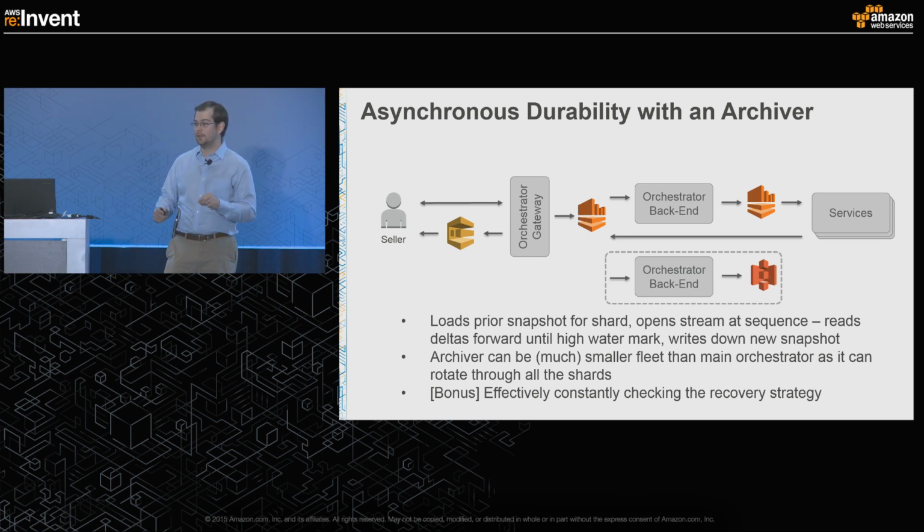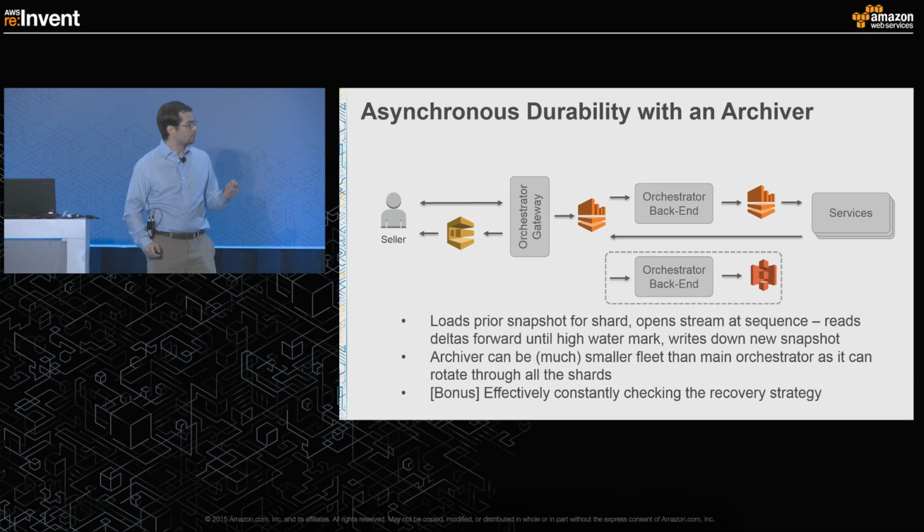So we don't need to run the archiver at the same size of fleet as our main orchestrator, because we don't need it to keep up that aggressively. In fact, we can get our archiver to have a subsection of the fleet and literally rotate through the shards. So it can be a much smaller fleet.